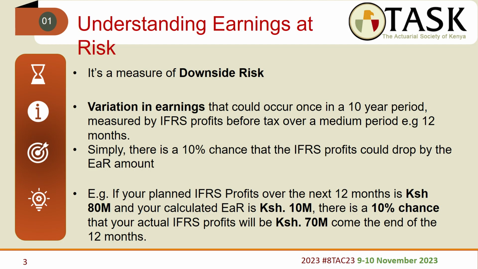All right. So on understanding earnings at risk, the first thing is that it's a downside risk measure. Downside risk is the probability that your earnings might not be what you expect. Technically, it is a measure of the variation in your projected earnings over the next 12 months. And how we get that is we look at what could happen in a 1 in 10 year period. So you look at your books historically, maybe over the last 10 years, what has been happening, what could go worse. Earnings at risk calculations comprise that.